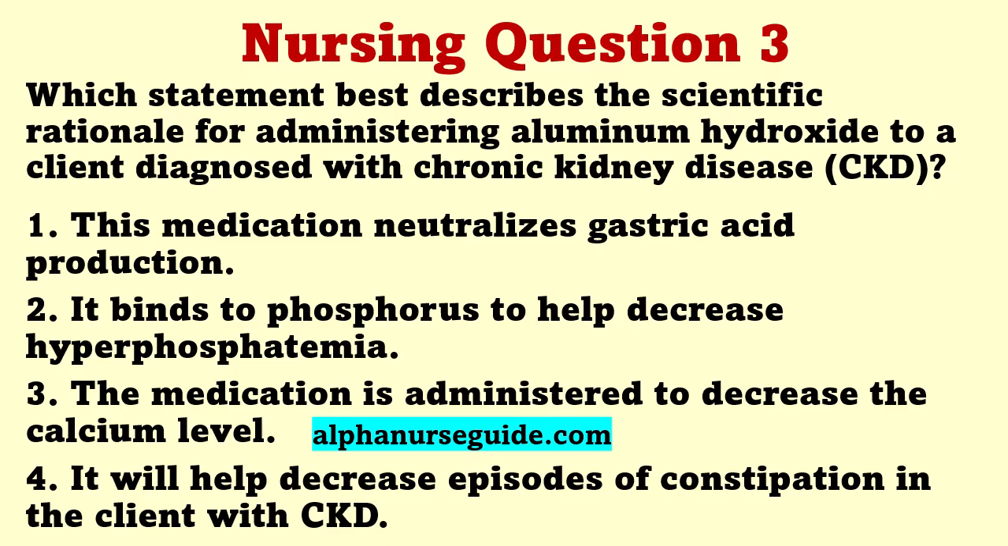Option 1 is the scientific rationale for administering antacids to clients with peptic ulcer disease or gastritis, not clients with CKD. Aluminum hydroxide does not affect the calcium level. Aluminum hydroxide can cause constipation. It is not used to treat constipation.